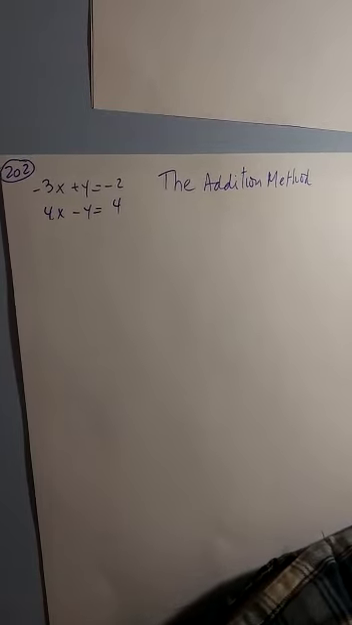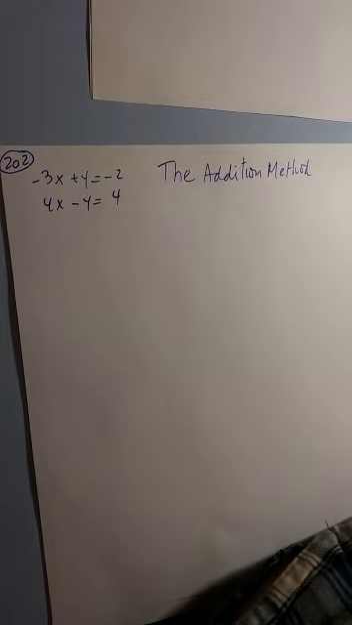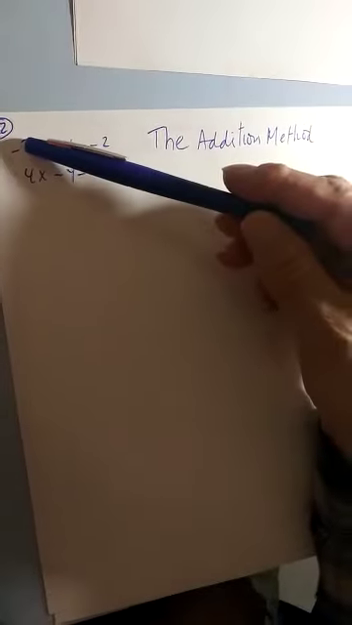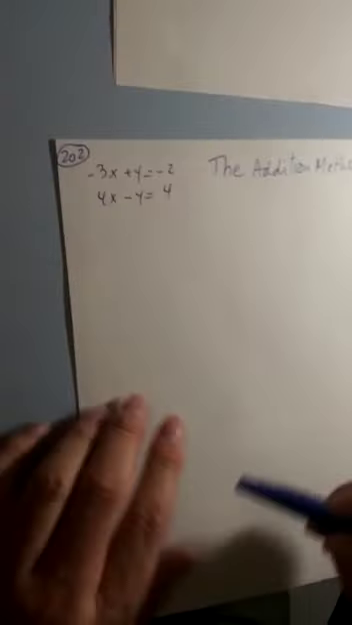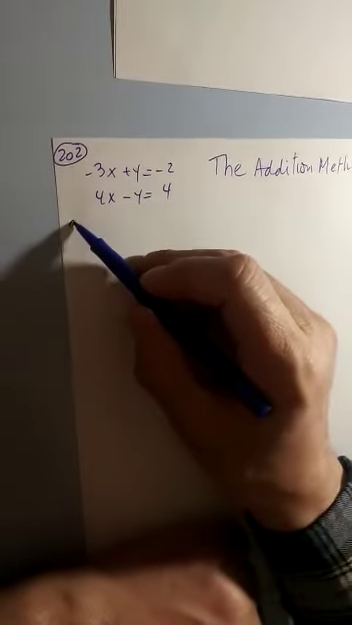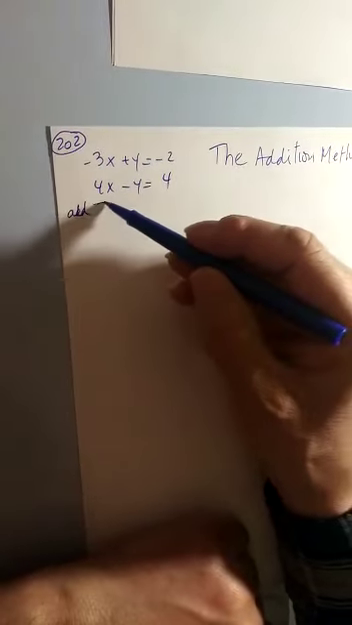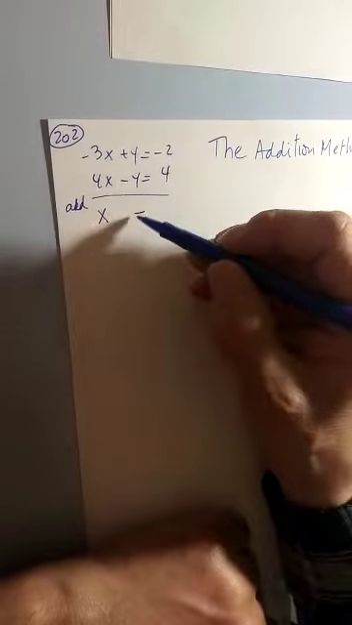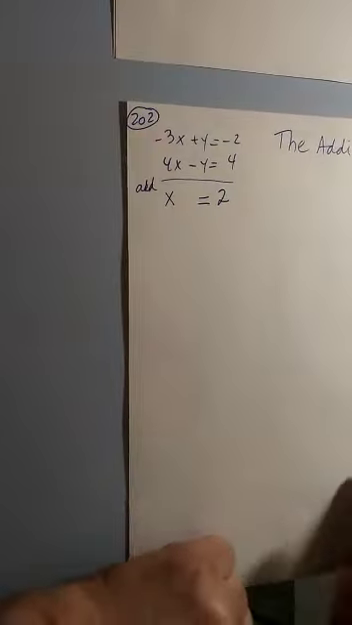So you look for a number in front of x or y in one equation, and then in the other equation you look for the opposite number. For example, here we have 4 and minus 3, they don't cancel, but plus 1 and minus 1 will cancel. And if they do, we add these two equations. When you add minus 3x plus 4x, that'll give you 1x. Plus y minus y will cancel, and then 4 minus 2 is 2, so x equals 2.